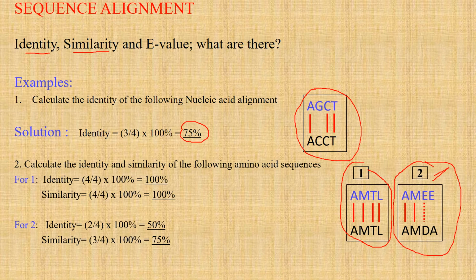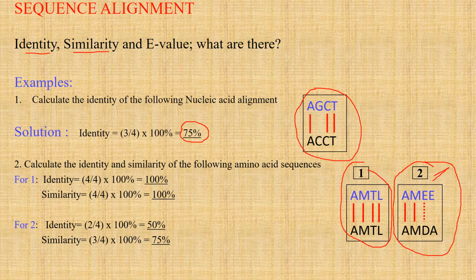For identity, A is identical to A and M is identical to M, but E is not identical to T. We should note that this is methionine, this is alanine, E is glutamic acid, and T is aspartic acid. So A is identical to this, M is identical to this. So what will be our identity? It will be 2 over 4 times 100, which is 50%, telling us that just two of our amino acids in the query sequence are actually identical to the residues in the subject sequence.